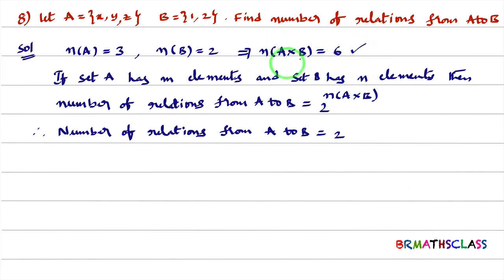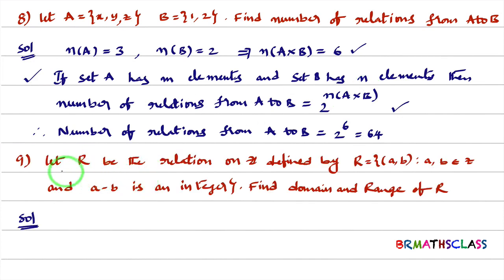Here you see what is the number of elements in A cross B. We got 6 elements. So in place of n of A cross B, we will write 6. What is 2 power 6? 2 power 6 value is 64. 64 relations we can form from set A to set B. It is important. You need to remember this formula to do this problem. Number of relations from A to B: formula 2 power number of elements in A cross B.